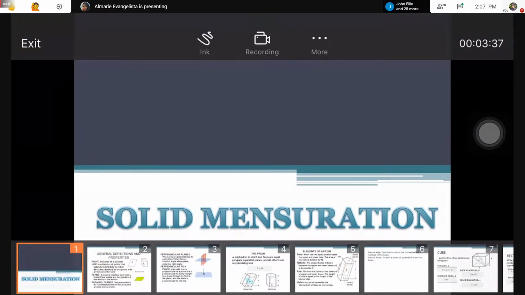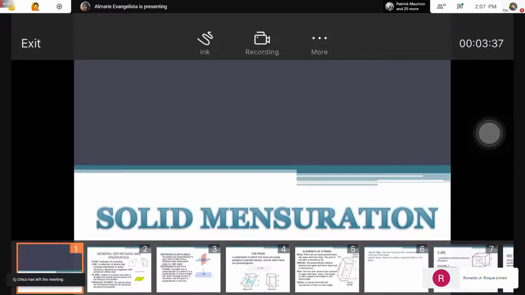Number one. Prism is a solid with two parallel opposite faces in the shape of congruent polygons, while all the other faces are in the shape of a parallelogram. True or false?